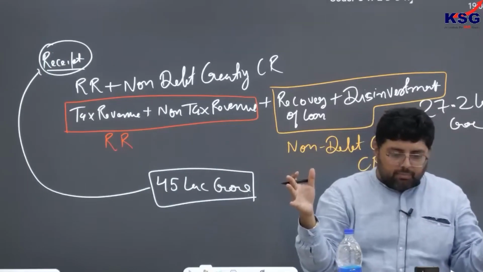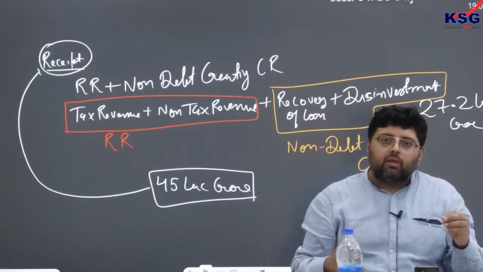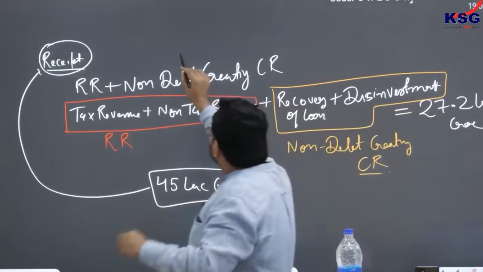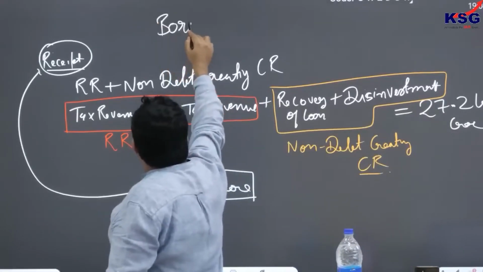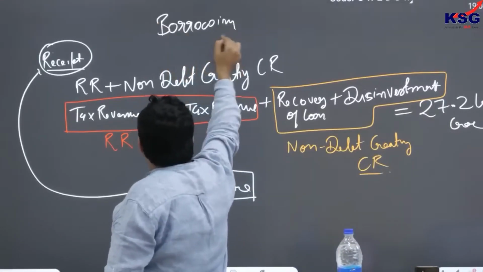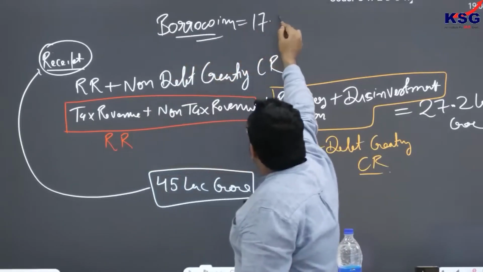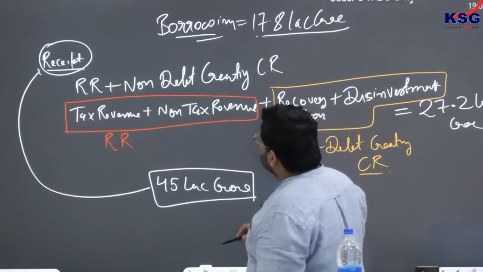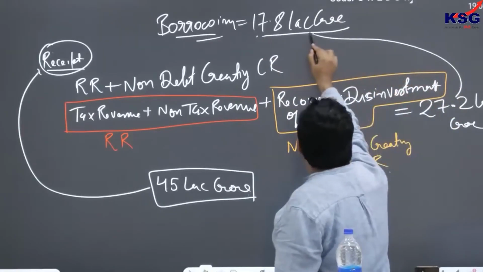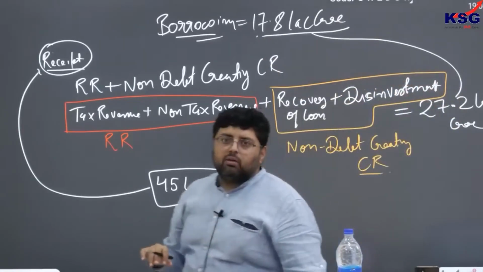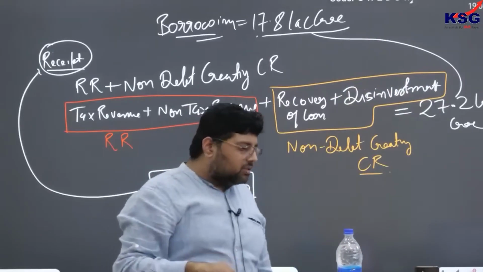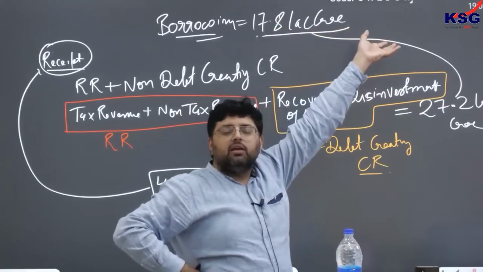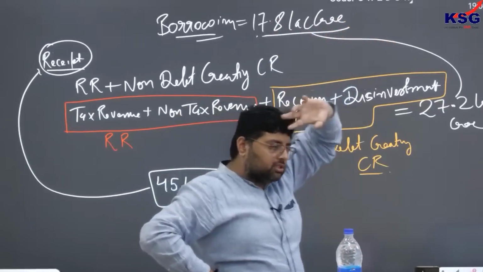Whatever gap is there, I am going to take as borrowing, and that borrowing comes out to be 17.8 lakh crores. When I add 27.2 lakh crore with 17.8 lakh crore, the value comes out to be 45 lakh crores. This 17.8 lakh crore is around 34 to 35% of my total expenditure. Clear? This is what you have to remember.